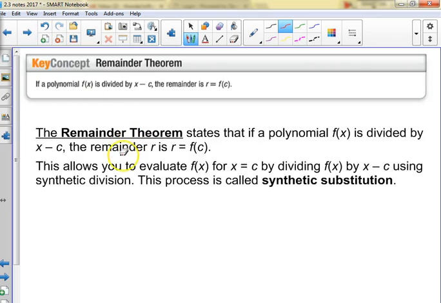All right, so the remainder theorem, which was in the name of the lesson here, states that if a polynomial is divided by a factor, the remainder you get is the same as if you put that 0 into the function. This allows you to evaluate by dividing using synthetic division, and it's called synthetic substitution.